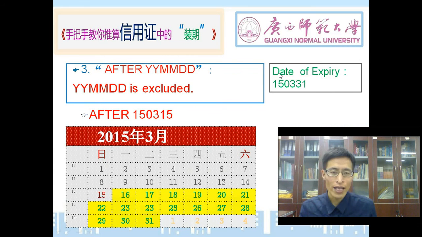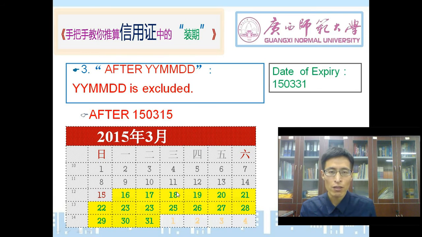And in the calendar we can see here that this day, 15th March 2015, shouldn't be included in this period of time. This period of time should be from 16th to 31st of March 2015.